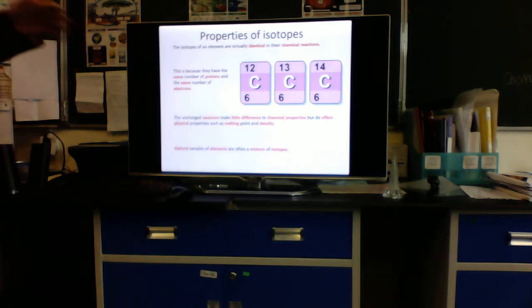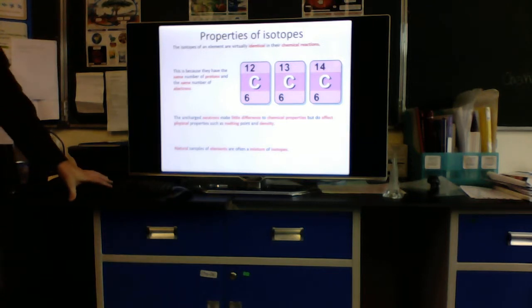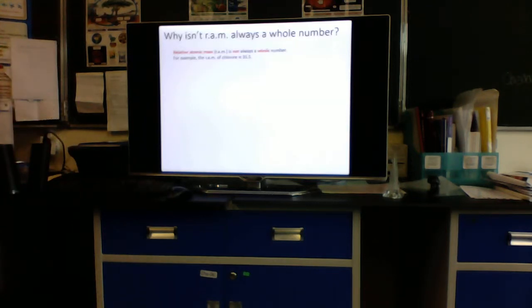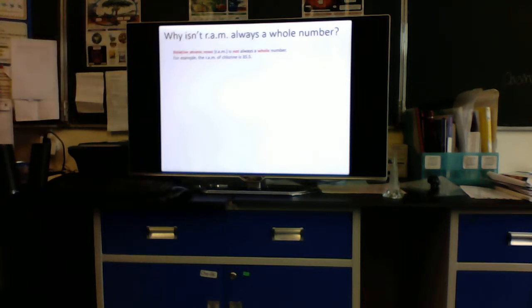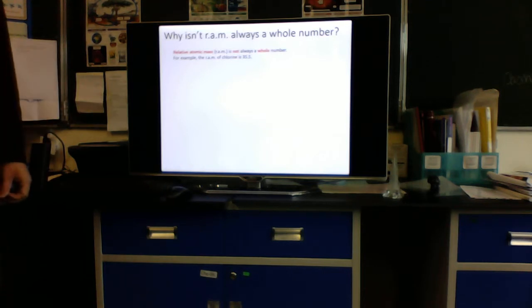Yes, basically. Now, in nature, when we find our elements, they're often a different mixture of isotopes. And we show the abundance of these different isotopes by the relative atomic mass. Relative atomic mass is abbreviated to RAM. And for chlorine, that was 35.5.